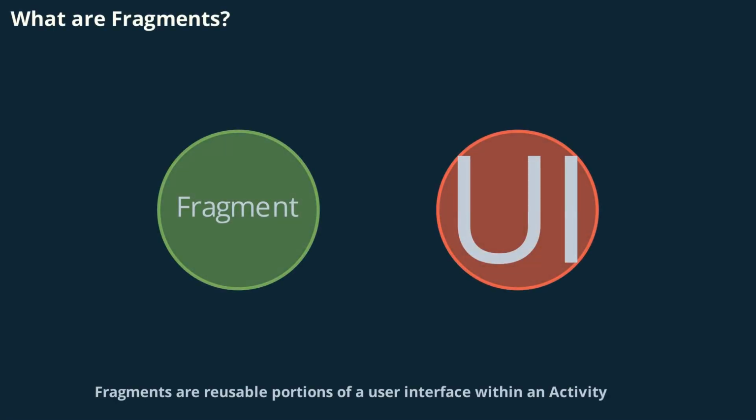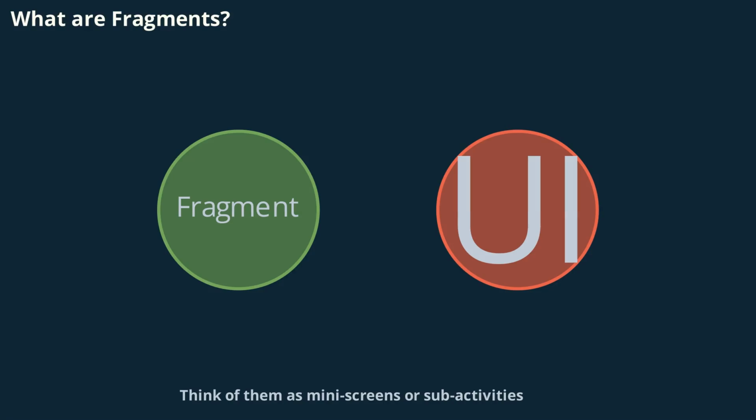Fragments are reusable portions of a user interface within an activity. Think of them as mini-screens or sub-activities that can be combined in various ways. For example, you might use multiple fragments in a tablet layout or swap them dynamically with a bottom navigation bar. Fragments help you build flexible and modular UIs.